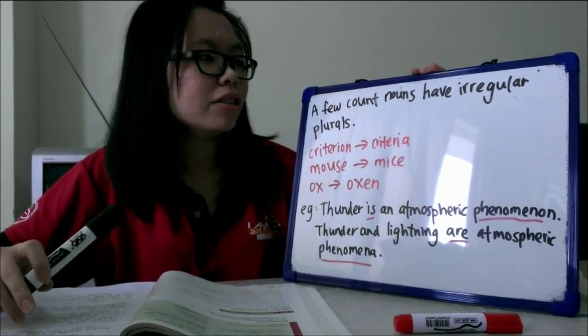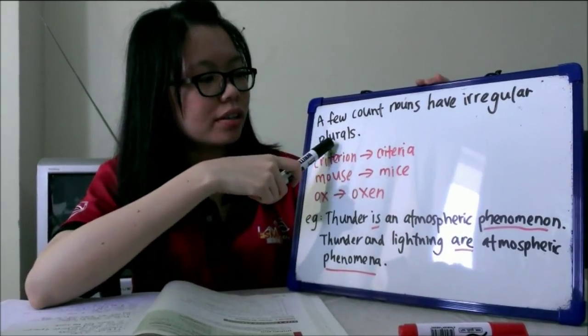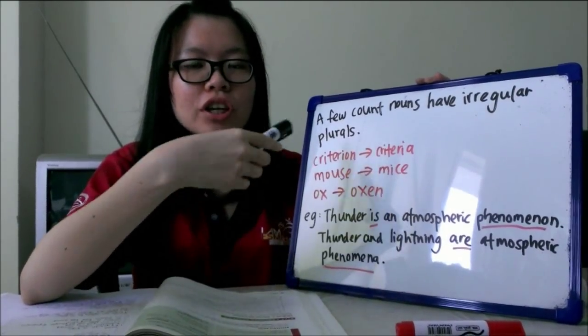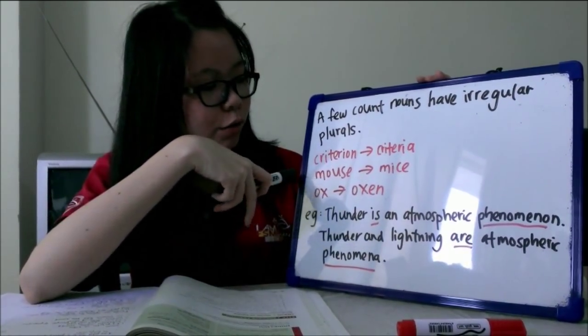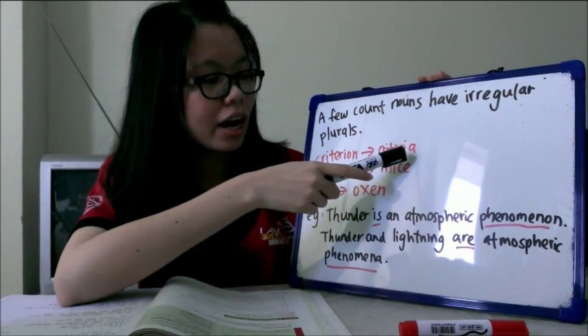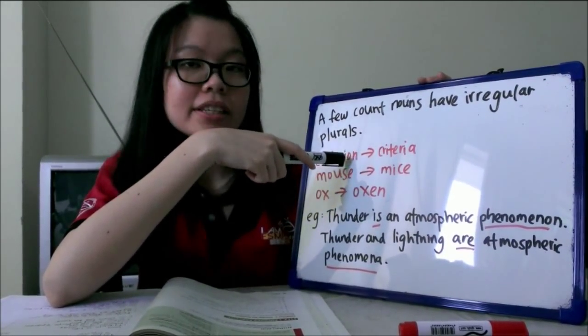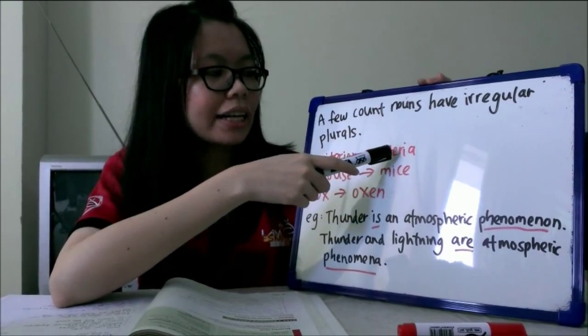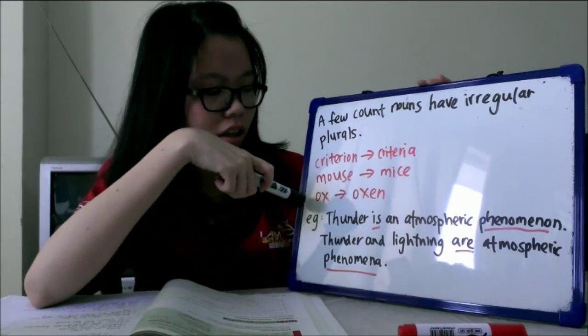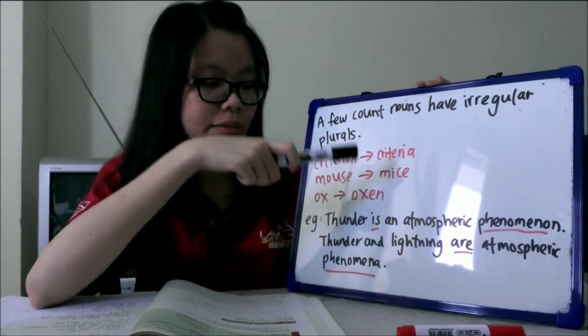There are a few count nouns that have irregular plurals, which means that when it is in the plural form, it will change the word itself. For example, criterion becomes criteria. Criterion is singular, but criteria is plural. Mouse becomes mice. Ox becomes oxen.